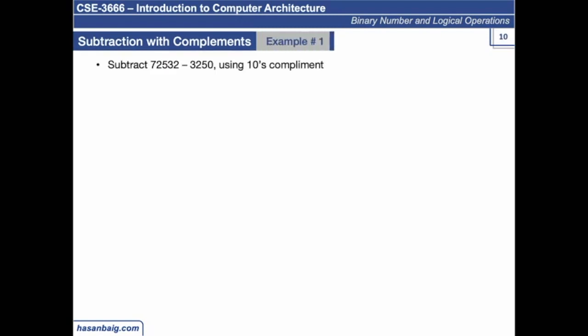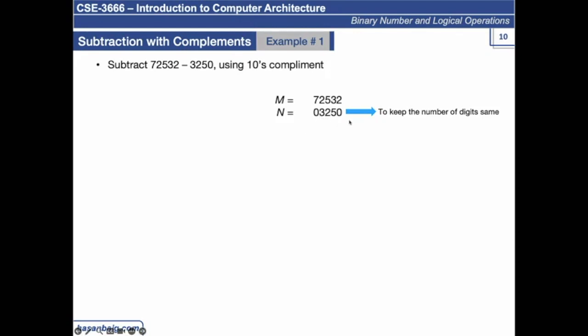Let's take example number 1. Let's try subtracting the decimal value 72532 minus 3250. So here 3250 is the number being subtracted. What we need to do is calculate the r's complement of 3250. We are using the 10's complement method. So first write M equals 72532. Next is N. For your own ease, you can append a leading 0 just to keep the number of digits the same.